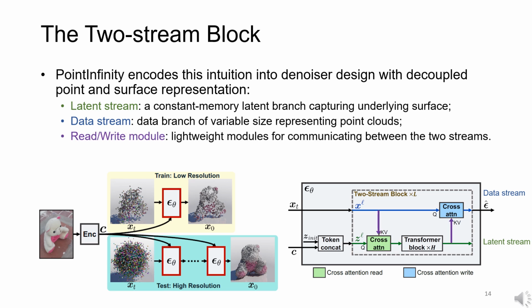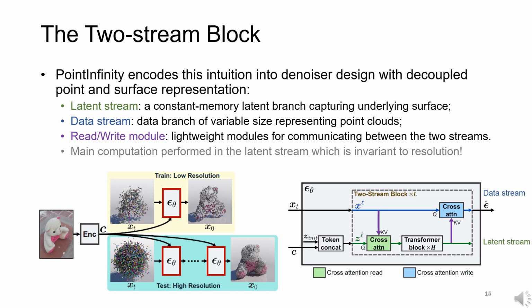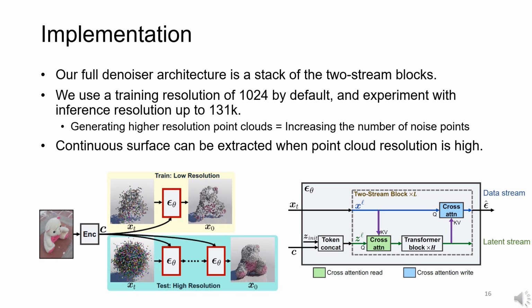We then design lightweight read and write modules for communicating between the two streams. The bulk of our model's computation is spent on modeling the underlying surface within the latent stream, and is therefore invariant to the resolution. Our full denoiser is a stack of the two-stream blocks. During inference time, generating higher resolution point clouds simply means increasing the number of initial noise samples. When the point cloud resolution is high, we can extract a continuous surface using marching cubes.